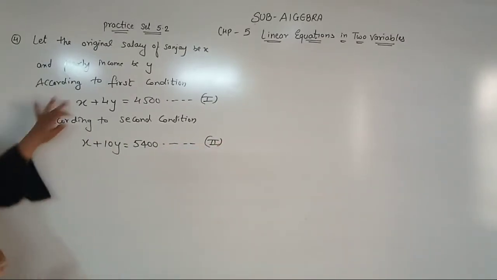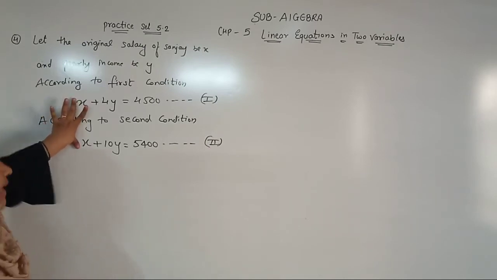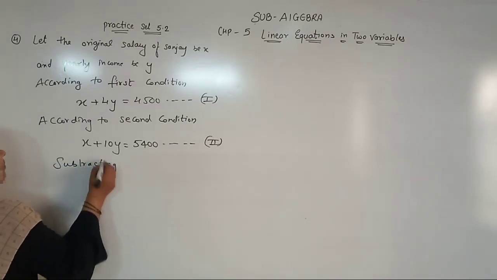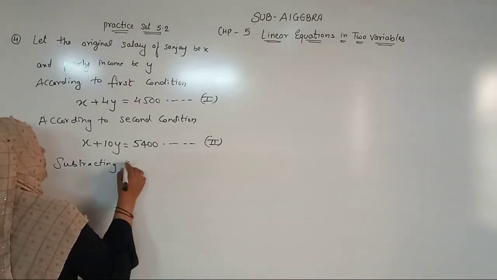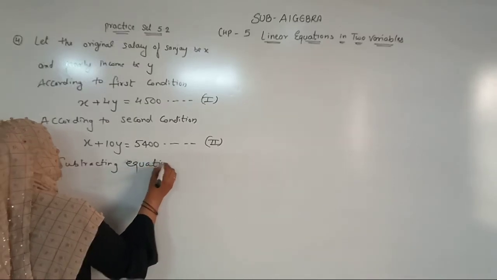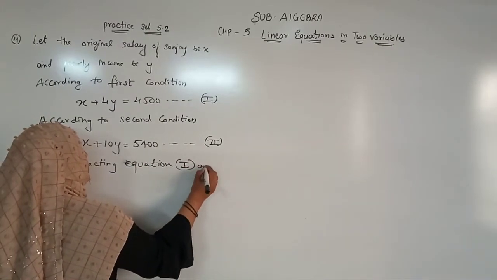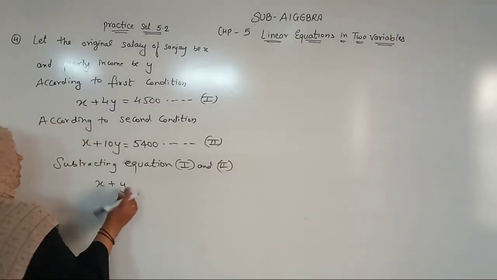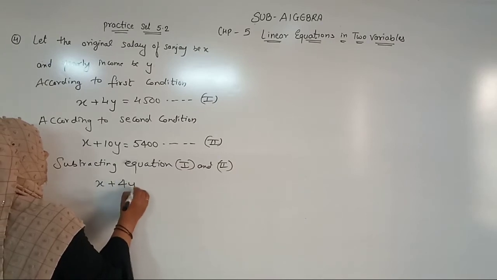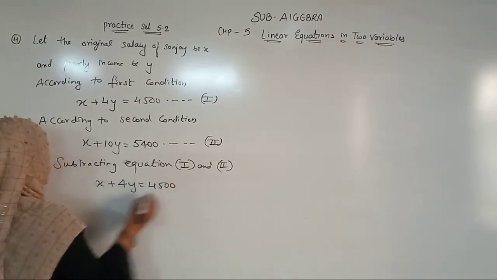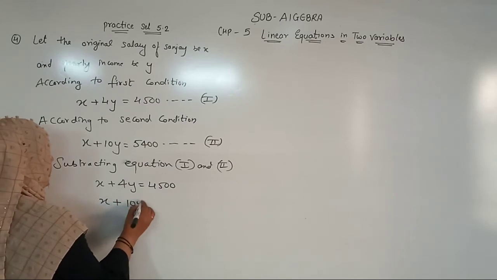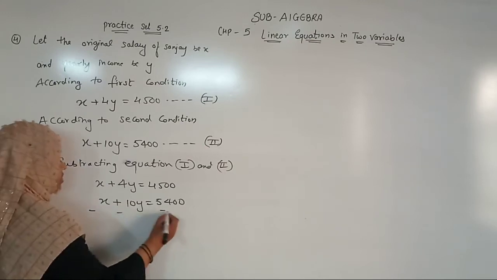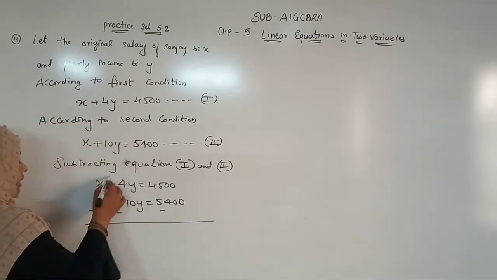Now see, I already have X and X terms equal and the signs are similar, so I will go for subtracting equation 1 and 2. Simple statement you should write: 1 and 2. So my equation number 1 is X plus 4y equals 4,500. X plus 10y equals 5,400. What I have to do? Subtract. So change the sign. Leave one line.